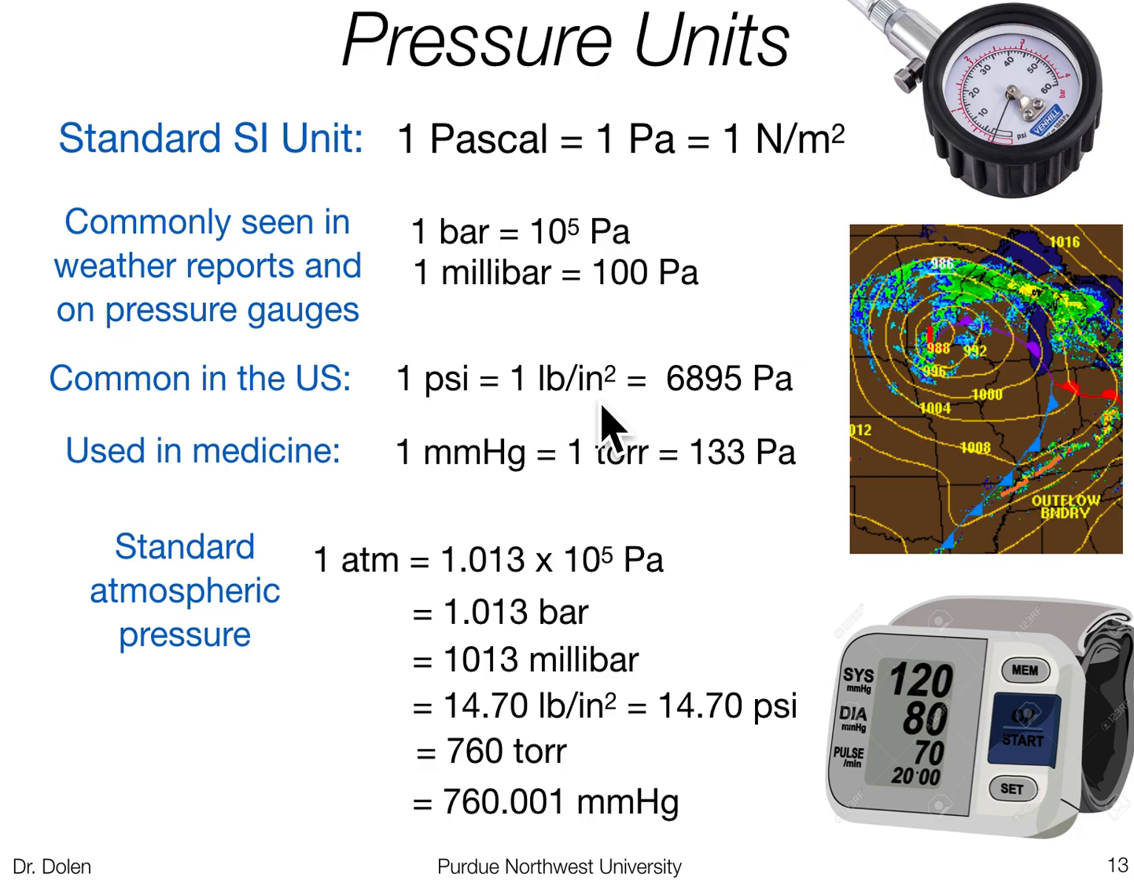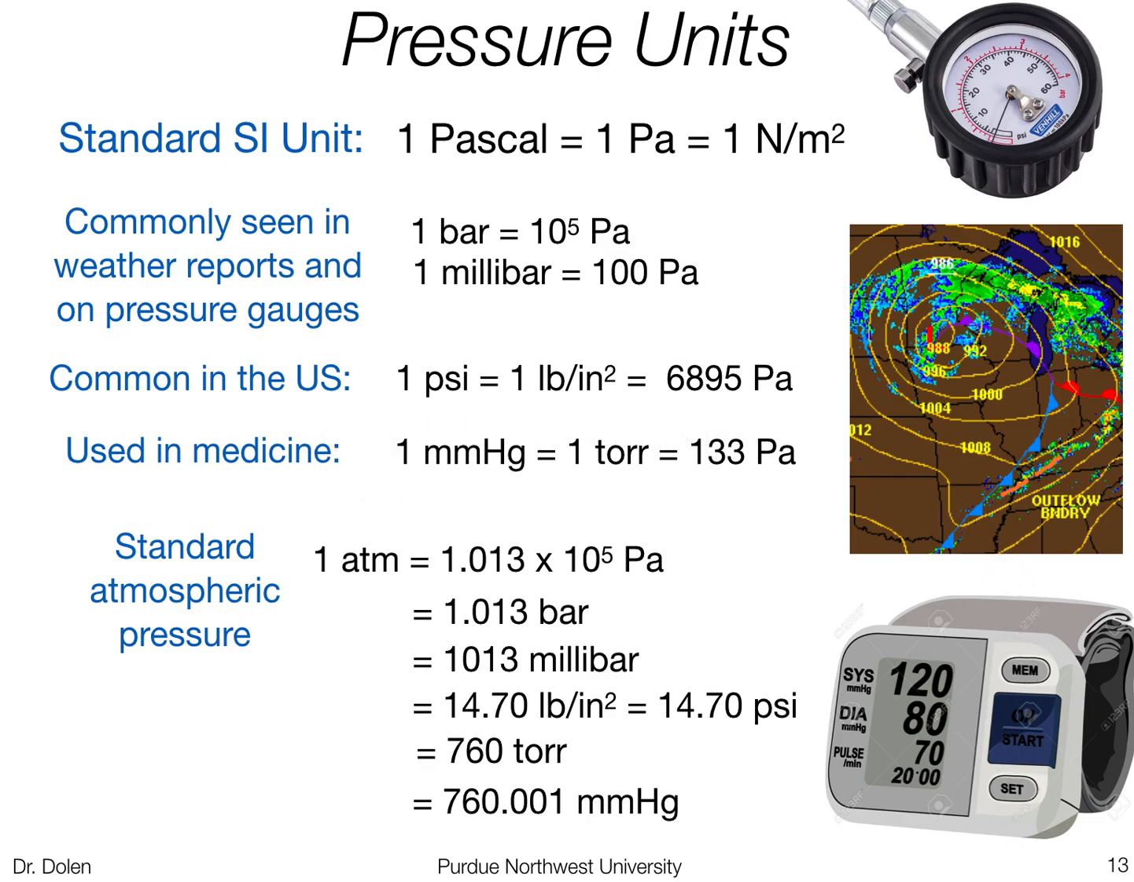Pounds per square inch. So if you look at a tire pressure gauge or a bike pump, that's typically going to be in PSI. This is how many pounds of force are affecting every square inch of a tire, for example. So 1 psi is equivalent to 6,895 pascals.